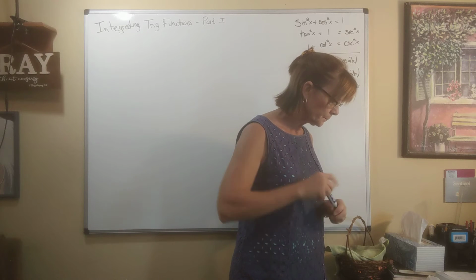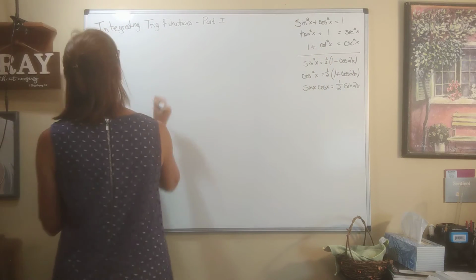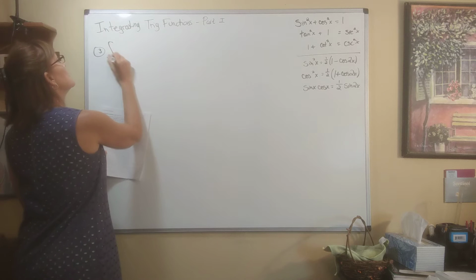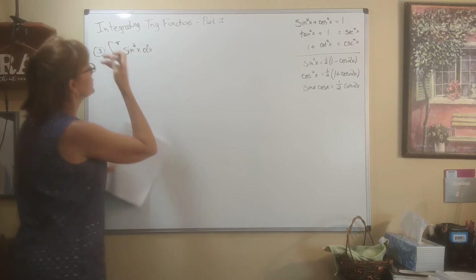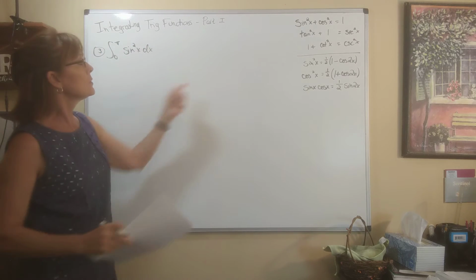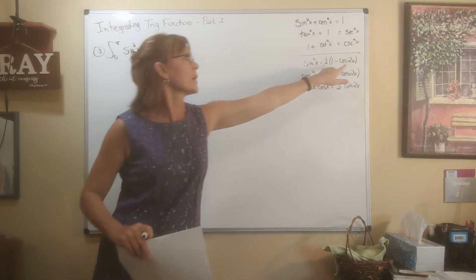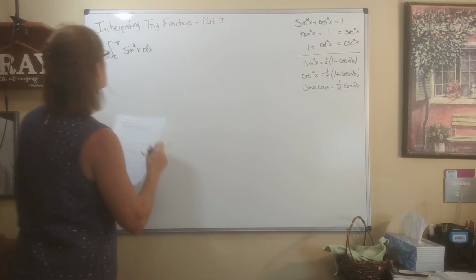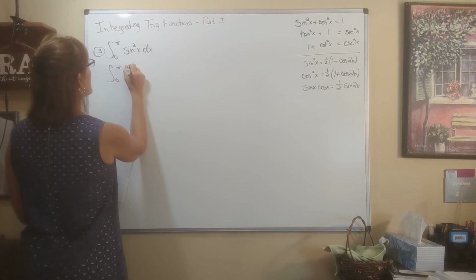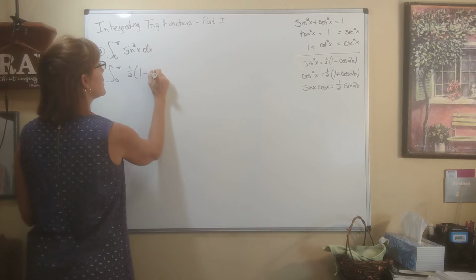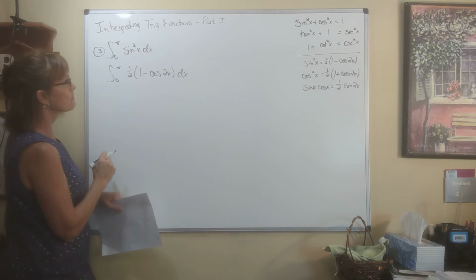So for number 3, the integral from 0 to pi of sine squared of x dx. Well, what can we do with that guy? Let's use this identity right there. That's going to help us a lot. And we already saw how to handle integrating the cosine of 2x. So let's just rewrite this as the integral from 0 to pi of 1/2 times 1 minus the cosine of 2x dx.